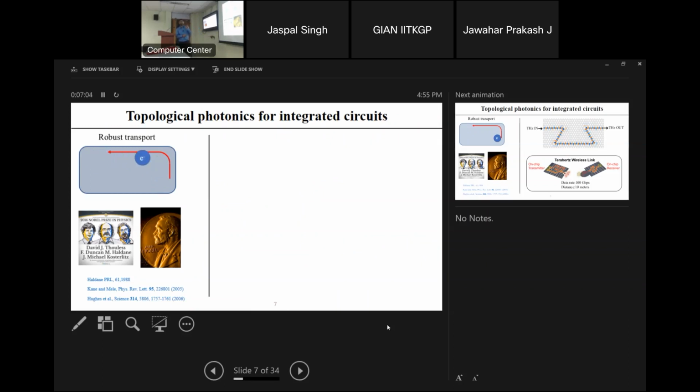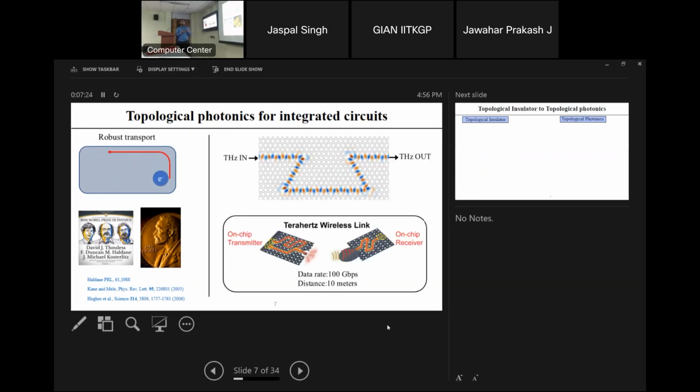Be careful that I'm talking about electrons here, even at a sharp bend. This schematic shows that the electrons are being transported even in the presence of sharp bends or any defects, and the transport is not going to be disrupted. So this was the big motivation for us. And then we thought, okay, this is for electrons. Can we bring this concept into photonics?